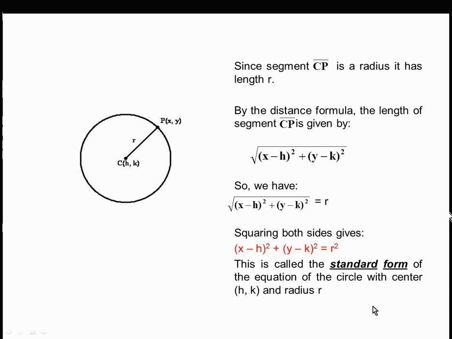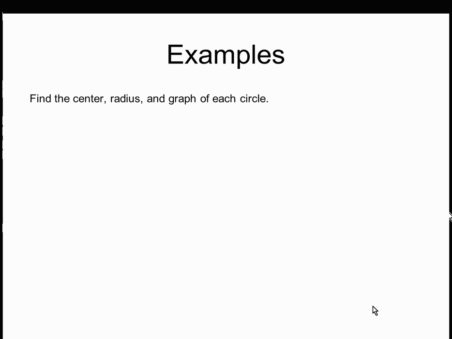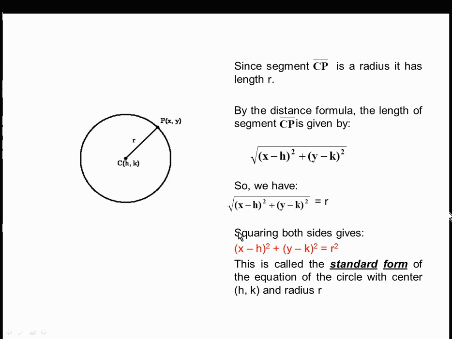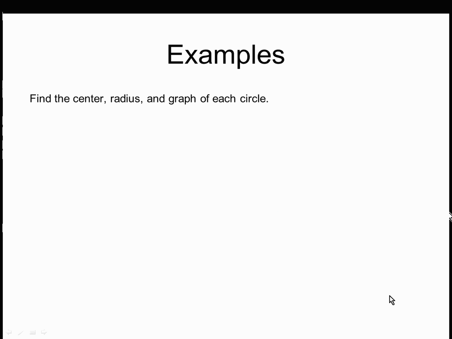So let's try some examples. Find the center and radius and graph of each circle. Now notice we're doing the graph. The graph is going to be fun. If you try to plot this equation by hand, you're going to go nuts. You just have to recognize that you have a circle. How do you know you have a circle? You have an x squared and a y squared, and the coefficients of both x and y are the same. That's a circle.